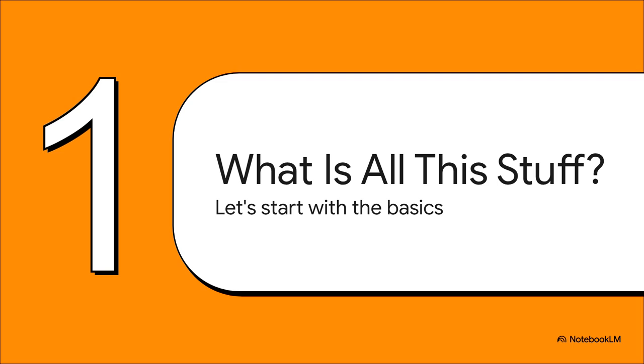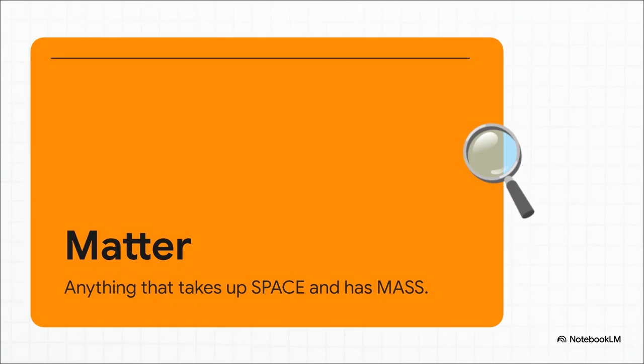Before we can get into the nitty-gritty, we need a name for all this stuff. We got to define what we're even talking about. And that name is matter. The scientific definition is actually pretty straightforward. Matter is just anything that takes up space and has mass.